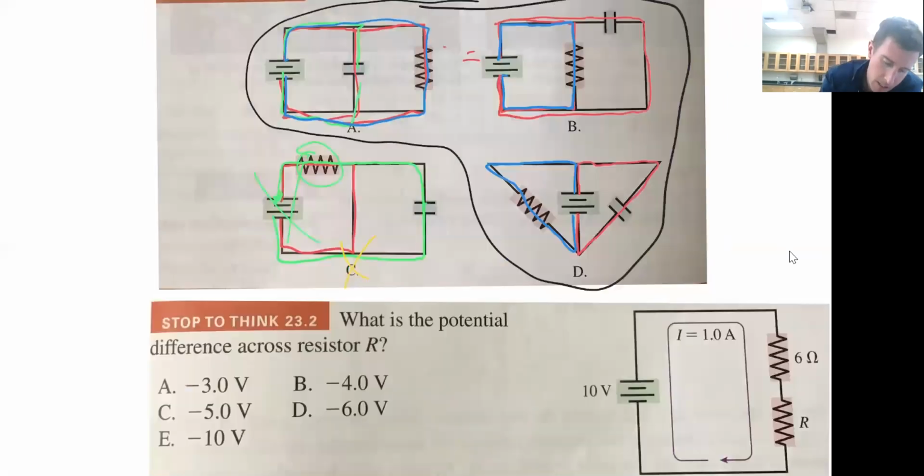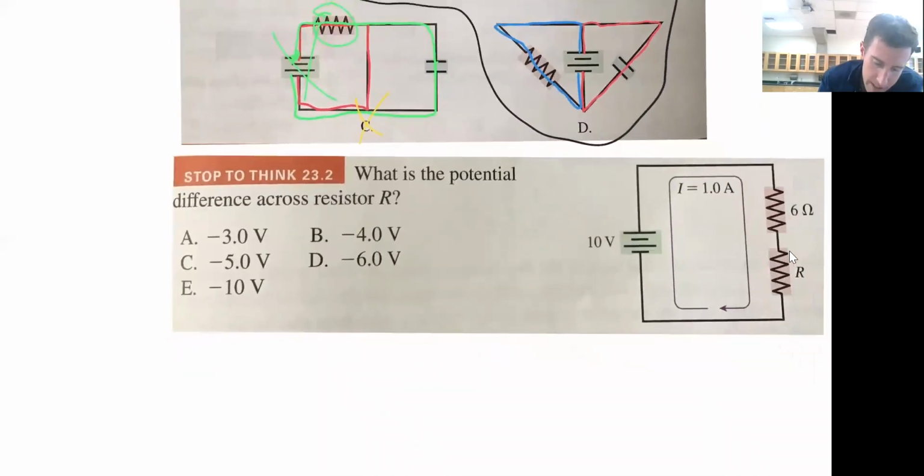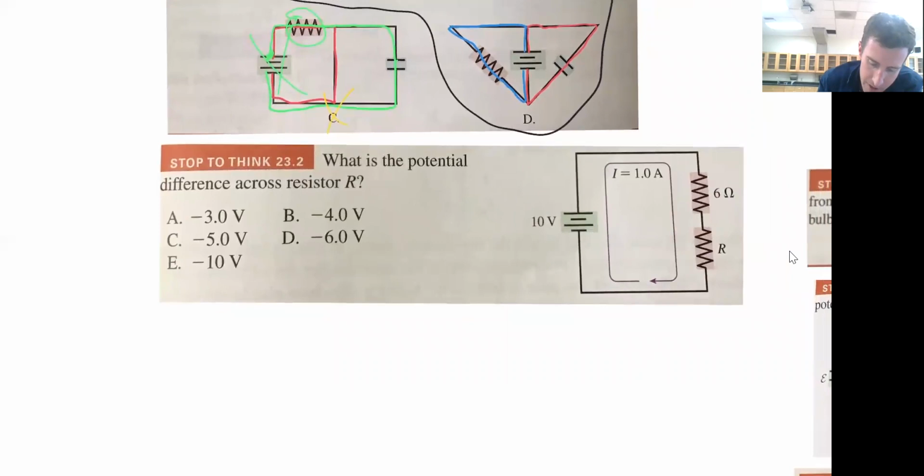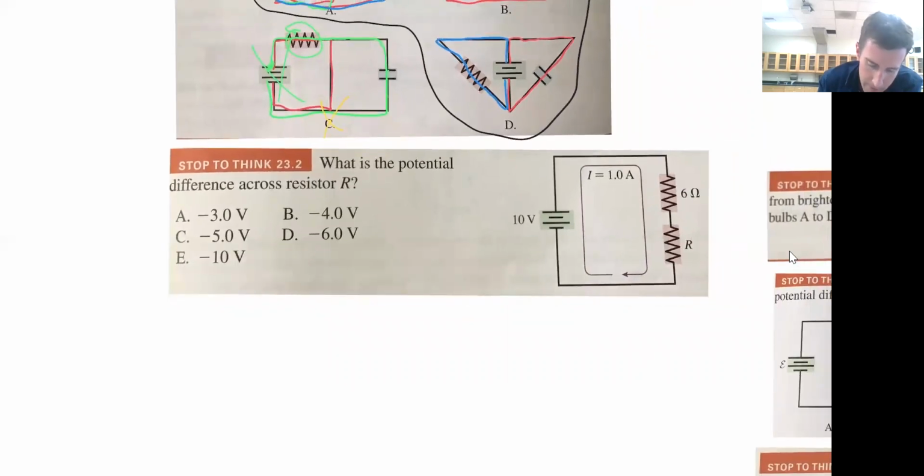Okay, next one. What is the potential difference across resistor R? So I'm looking for the potential difference, and that would be the voltage, right, across R. I have a current. I have a voltage on the battery. I have a resistor on that one. So I could determine, let's see.